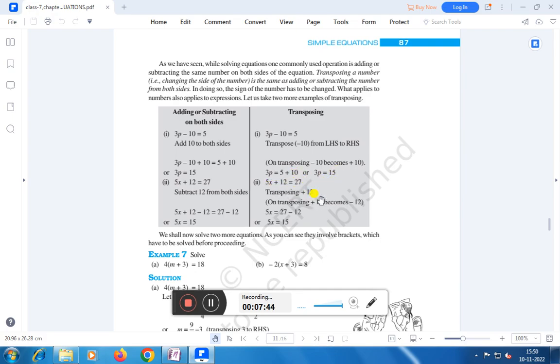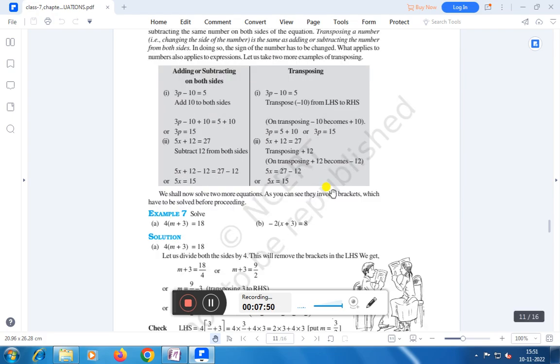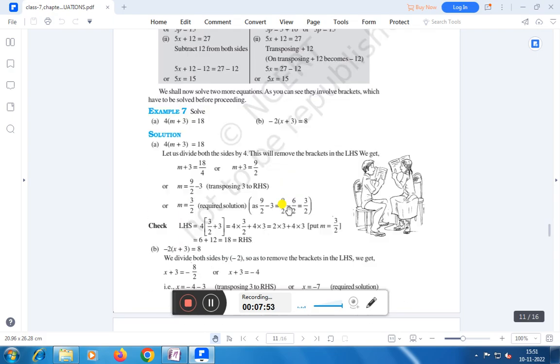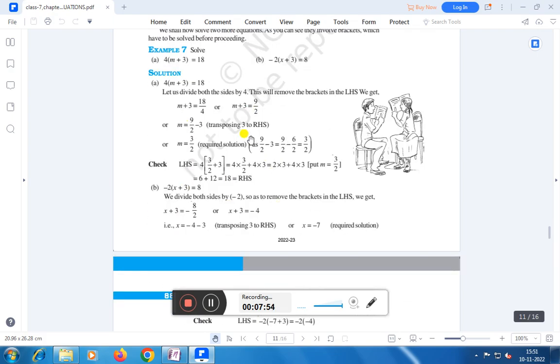5x plus 12 equal to 27. On transposing, plus 12 becomes minus 12. 5x equal to 27 minus 12, that is 5x is equal to 15. Right? Now here you can also do it in this way.